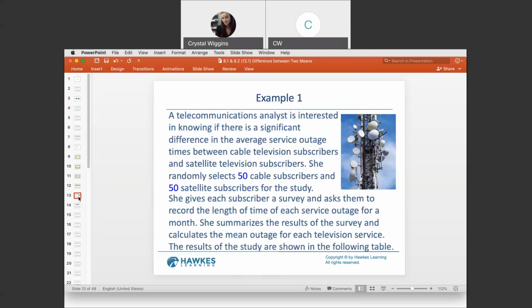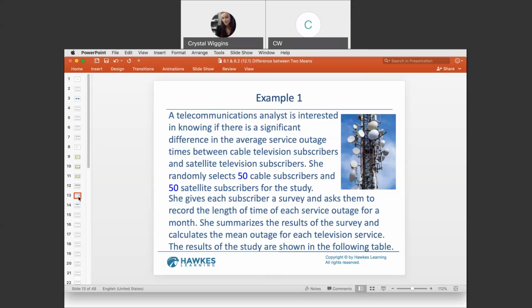Let's take a look at some examples now. A telecommunications analyst is interested in knowing if there is a significant difference in the average service outage times between cable television subscribers and satellite television subscribers. So she randomly selects 50 cable subscribers and 50 satellite subscribers for this particular study.